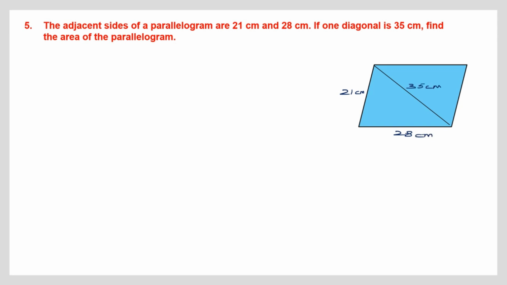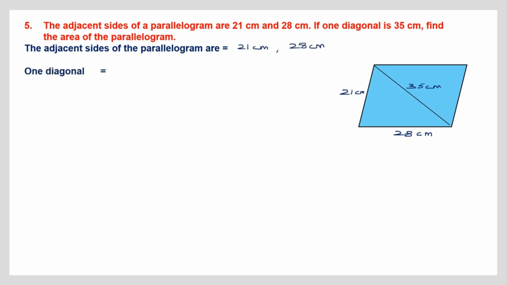Since this is a parallelogram, if this is 21, this side is also 21. If this is 28, the opposite parallel side is also 28. So let's write what's given to us. The adjacent sides are given, 21 centimeters and 28 centimeters. We've also been given one diagonal, and that is 35 centimeters. Now we have been asked to find the area of this parallelogram.